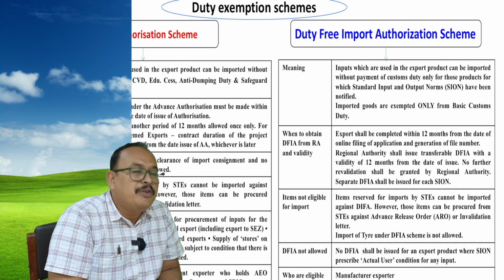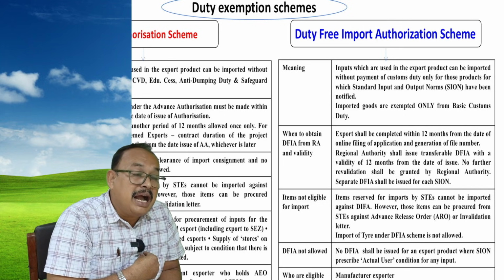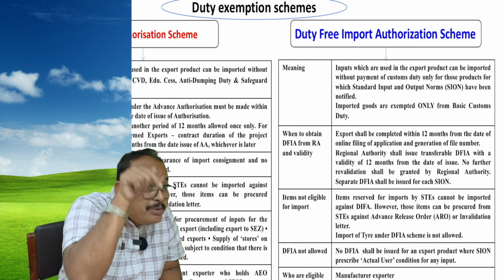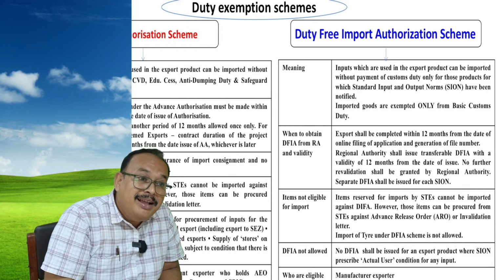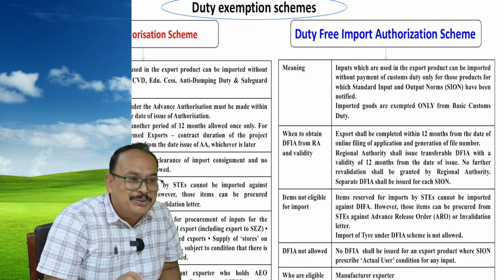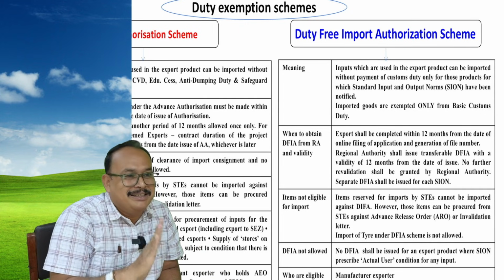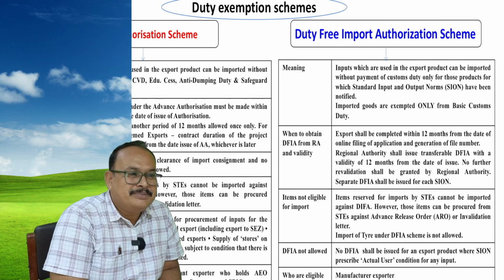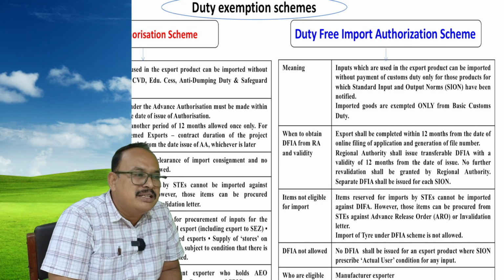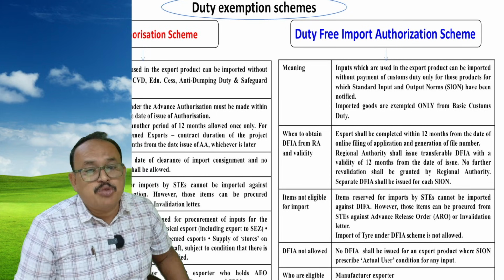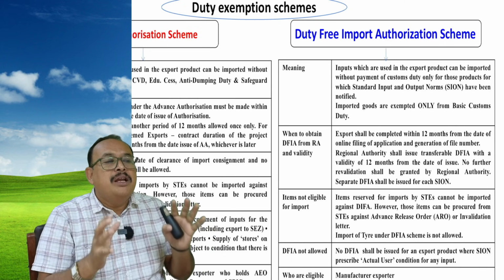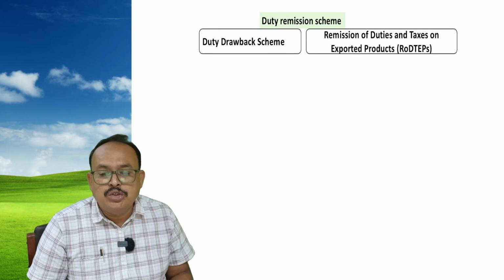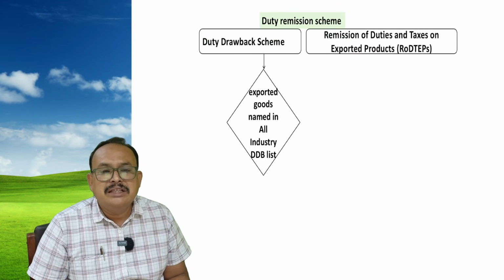The license is granted to me for rupees 2 lakhs. It is valid for 12 months. Now within 12 months, if I import A, B, C, D, I am not liable to pay basic customs duty to the extent of my license value. These are the conditions. With this, the duty exemption scheme is completed. As I told you, there are two schemes. One is the advance authorization scheme. The other one is the duty free import authorization scheme. Is it clear?